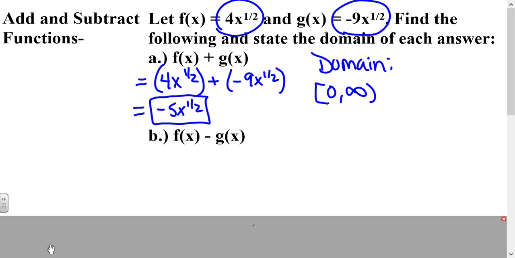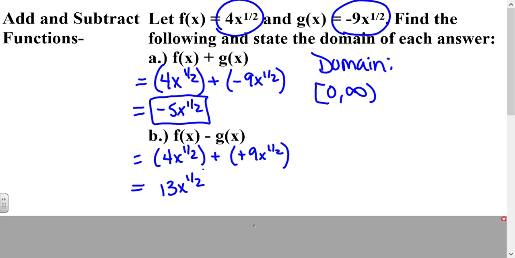So now let's talk about f of x minus g of x. So now I'm going to take 4x to the 1/2 minus negative 9x to the 1/2. So since I have minus and negative, I'm going to be really adding. So this would be 13x to the 1/2 as my answer.